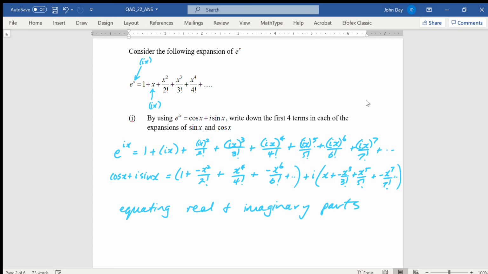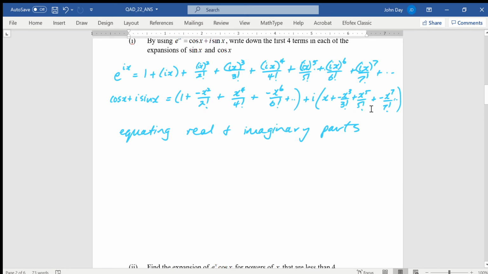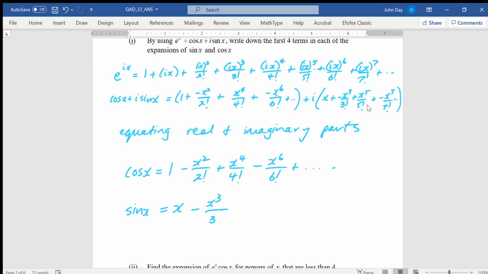So you can see by equating the real and imaginary parts what we're going to get. We're going to get that cos x is equal to 1 minus x squared on 2 fact plus x4 on 4 fact minus x6 on 6 fact, and so on. And sine x is going to be x minus x cubed on 3 fact plus x5 on 5 fact minus x7 on 7 fact, and so on.